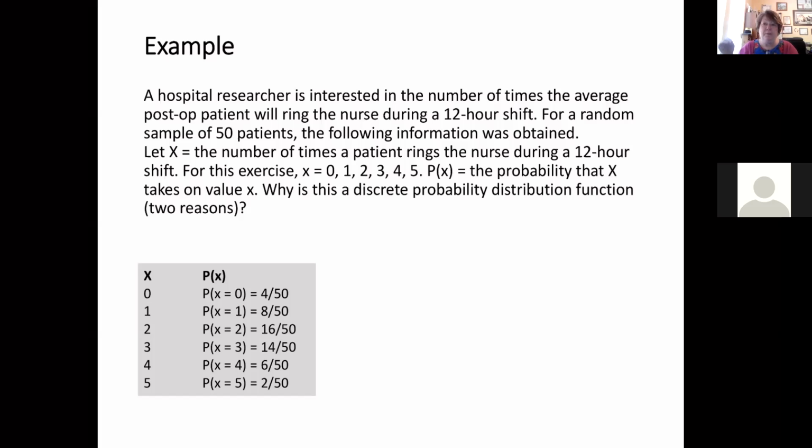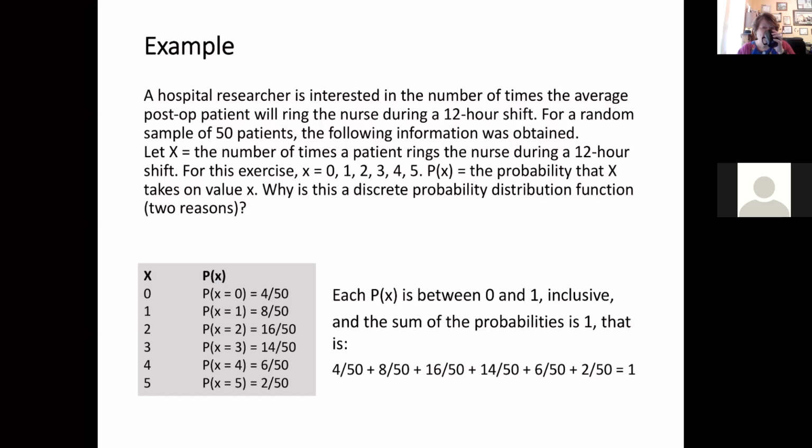Now, for this to be a discrete probability distribution, each of those probabilities must be between 0 and 1 inclusive, which they are. And when I add them up, I better get 50. So if I add 4 and 8, 12 and 16, what's that, 28 and 42, 42 and 8 is 50. So 50 over 50 is 1. They're pretty straightforward, discrete probability distributions.